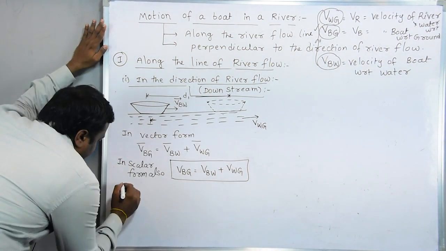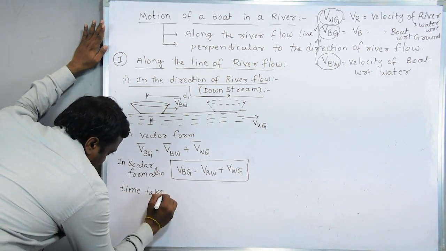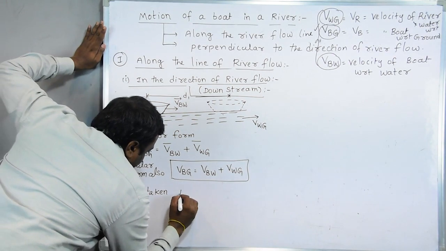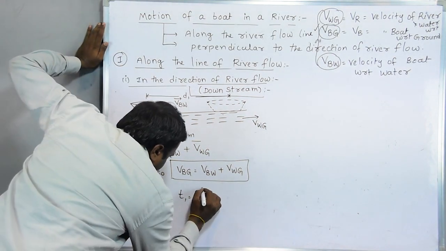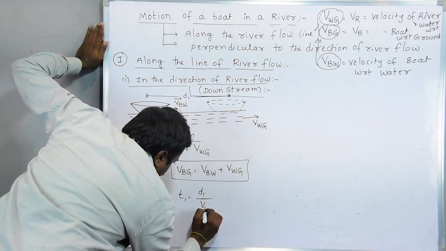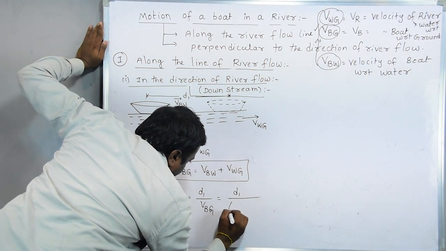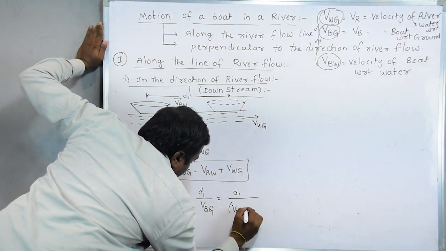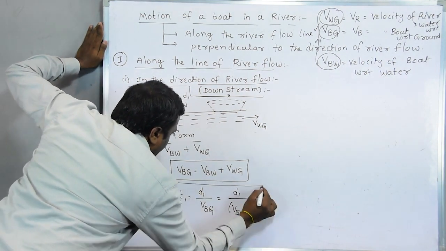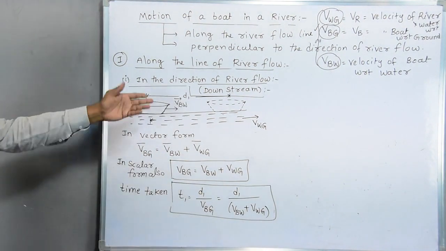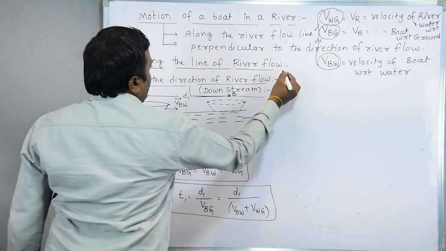Now consider the time taken to travel distance D1. Time taken T1, using v equals d by t, is D1 by the velocity of boat with respect to ground, which is D1 by VBW plus VWG. This is the time taken to travel the distance from A to B.